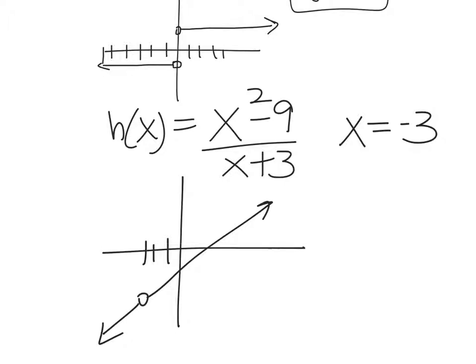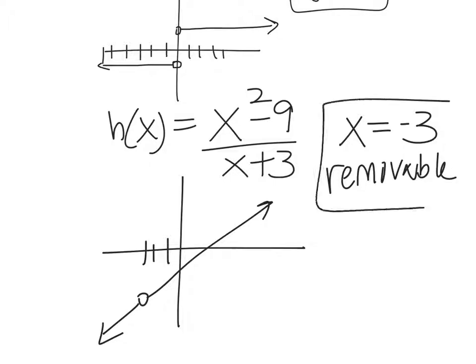So that is a removable. Don't call that a hole. It is a hole in the graph, you are correct, but it is called a removable discontinuity. Removable. And the reason why is this.